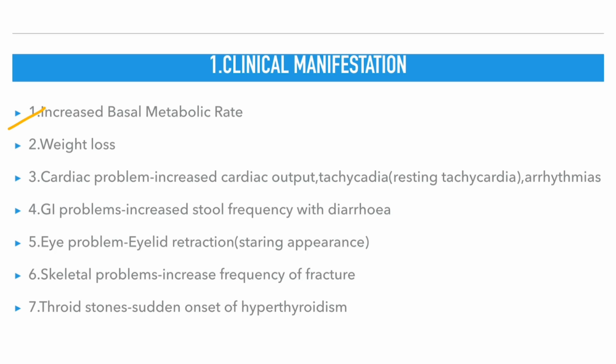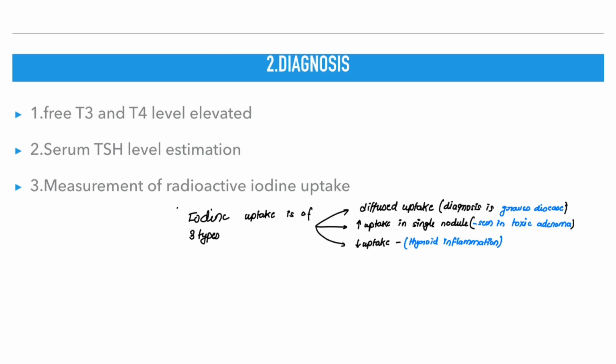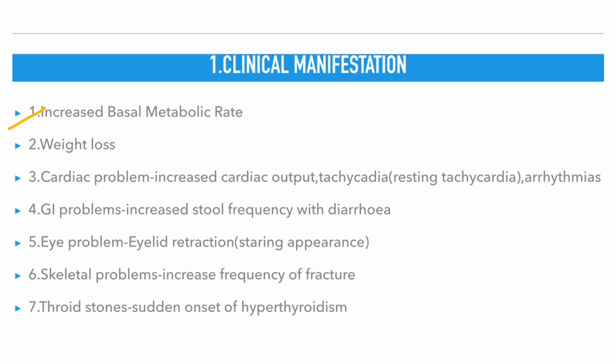Also, arrhythmias. Fourth, GI problems like increased stool frequency due to increased motility of the gastrointestinal tract. He or she will be having diarrhea. Fifth, eye problems like eyelid retraction, which gives a staring appearance, the most commonly seen manifestation in patients of hyperthyroidism. Sixth, skeletal problems like increased frequency of fractures, means they are more prone to fractures. Seventh, thyroid storm. A sudden onset of hyperthyroidism may occur if thyroid storm develops. So these are the clinical manifestations of hyperthyroidism.